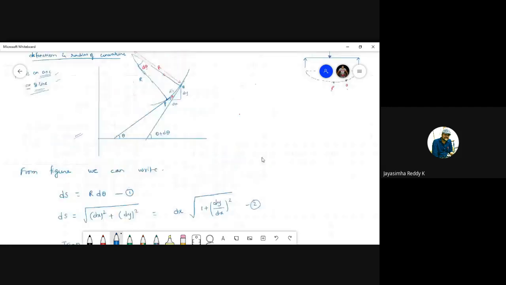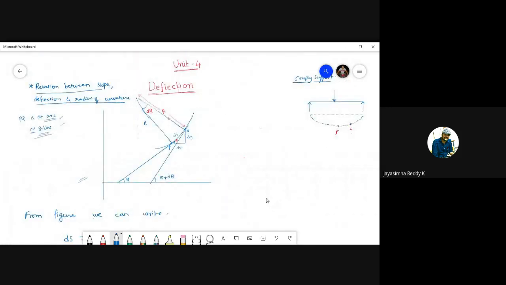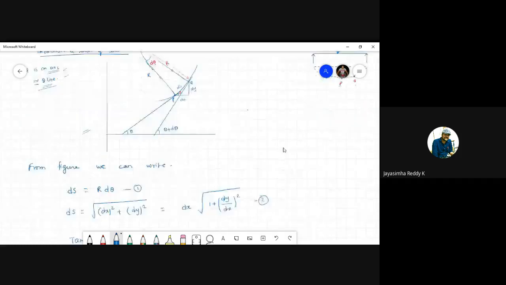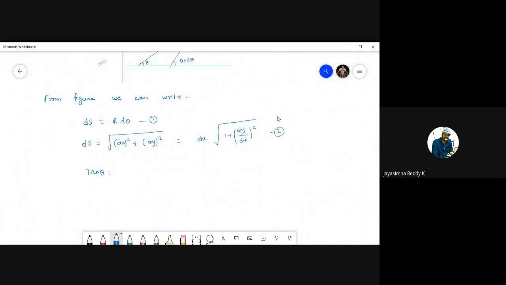So if you observe here, red color theta here, tan theta can be written as opposite side by adjacent side. Opposite side is dy, adjacent side is dx. So let me put tan theta is equals to dy by dx. Okay, and let me keep this as equation number 3. So based on the figure, I have written 3 equations.